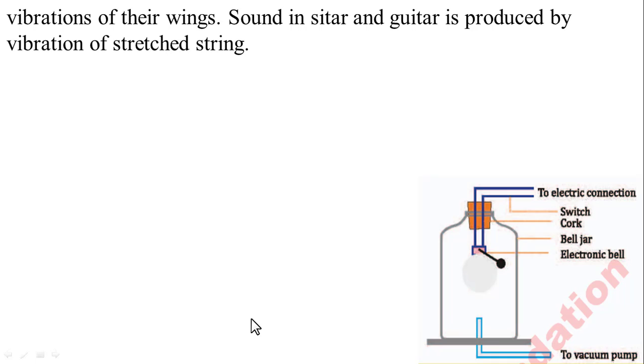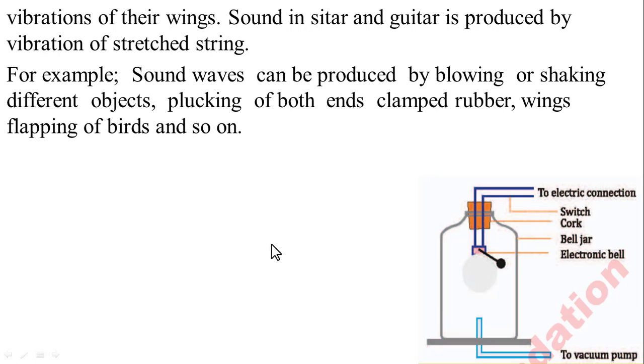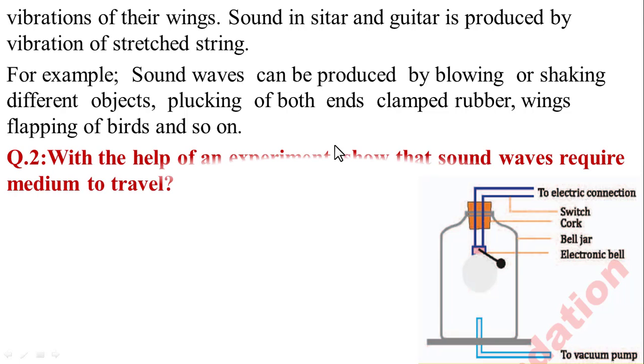Vibration of wings and other vibrating bodies also produce sound. For example, sound waves can be produced by plucking, blowing, or shaking different objects. Now we can say that these are examples of sound.